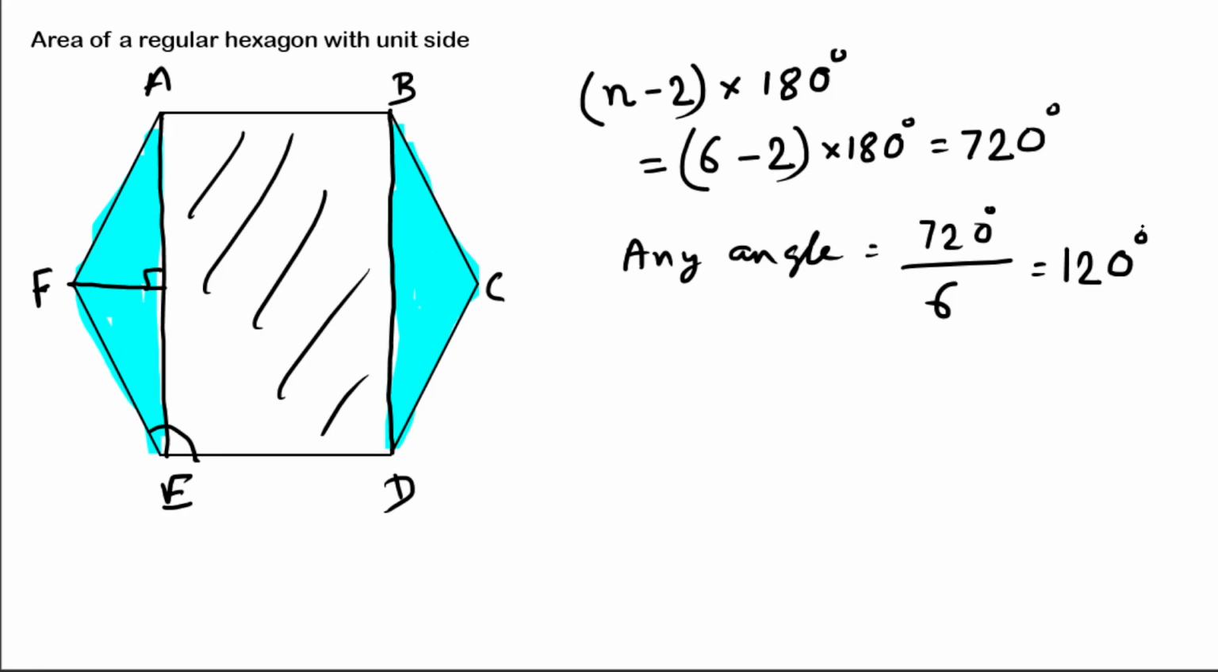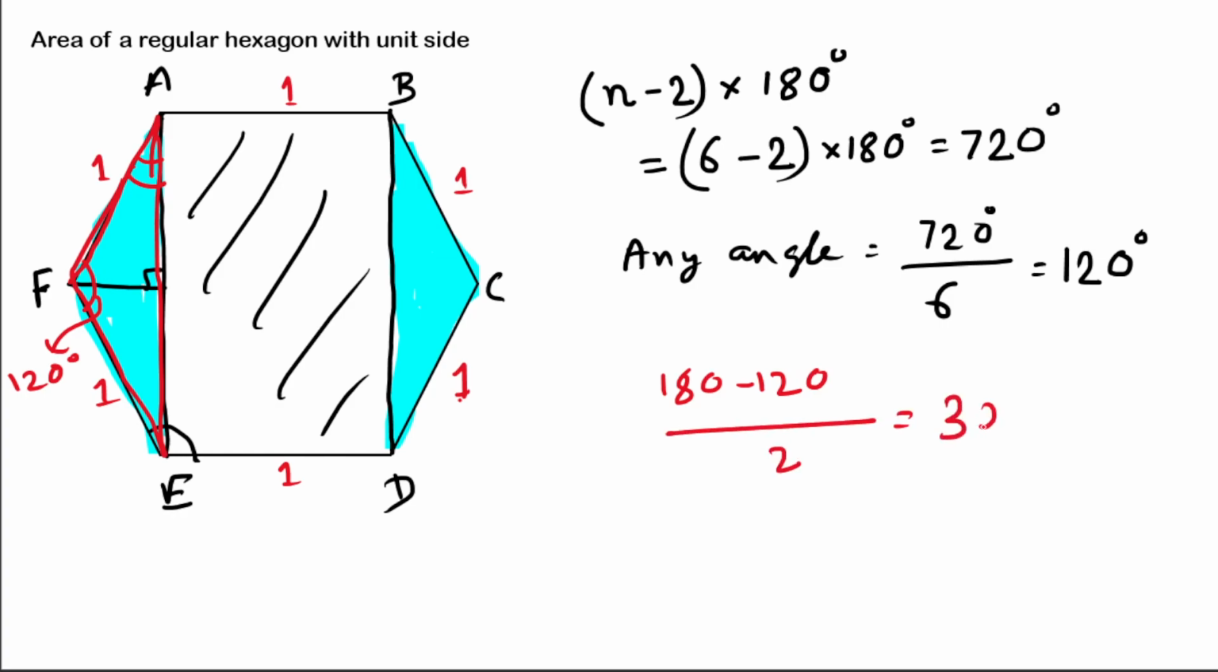All right, now you have this. This particular angle is 120 degrees, and this is unit side, so all the sides are equal. What can you say about this triangle? This is an isosceles triangle, which means two sides are equal, so two angles will also be equal. So this particular angle comes out to be (180 minus 120) by 2, which is going to be 30 degrees. Now you have that as 30 degrees.